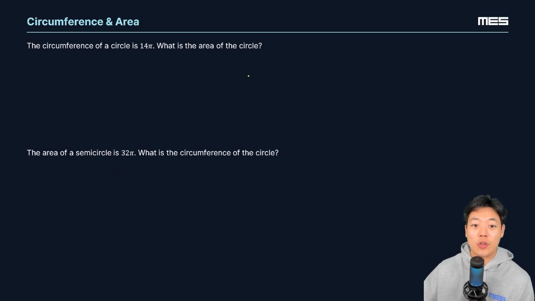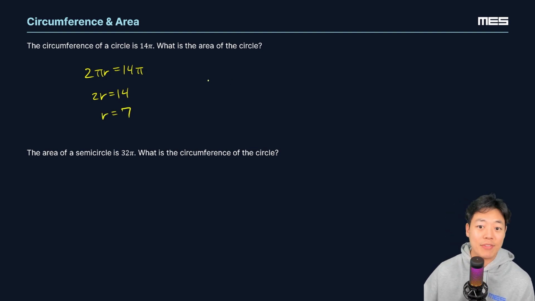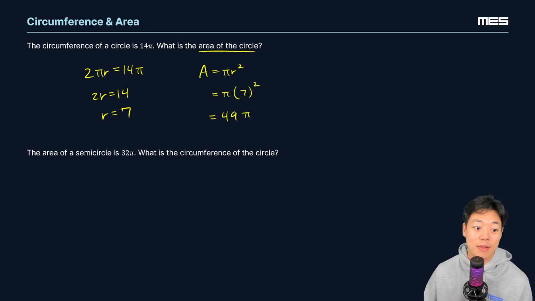The circumference of a circle is 14 pi. That means that 2 pi r will equal 14 pi. Meaning 2r is equal to 14 and r is therefore equal to 7. Our radius is equal to 7. Given this information, we can find the area of the circle being pi r squared. So we plug in 7 into the r. We're left with 49 pi.